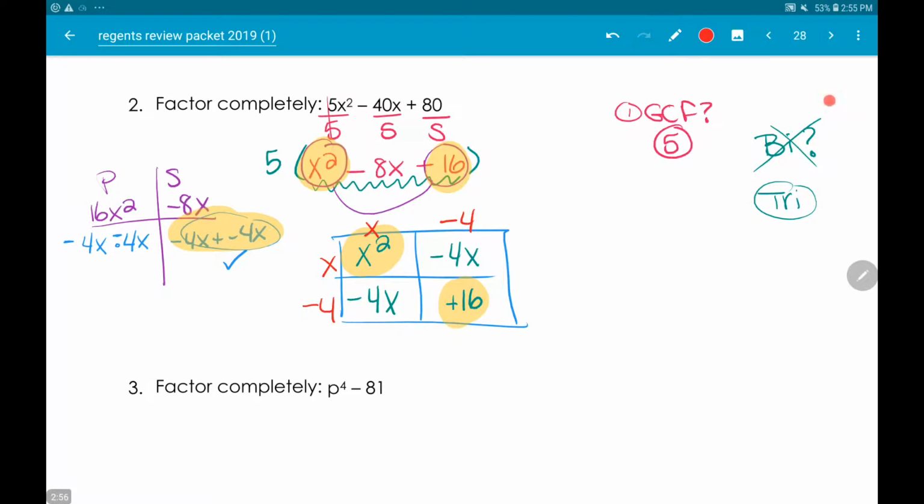I'm done. If I'm not solving, remember, if it says to solve, I'm making it equal and solving. If it says to factor, I'm just putting my answer in parentheses. So x minus 4 and x minus 4. But I cannot forget about my GCF.